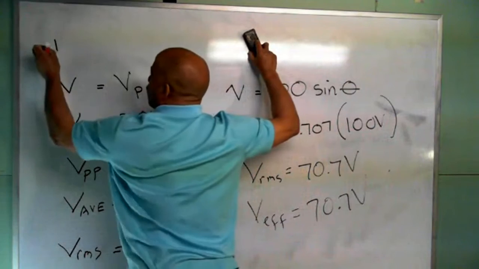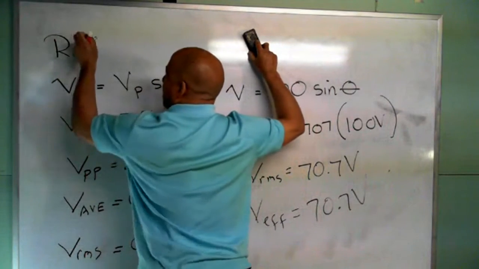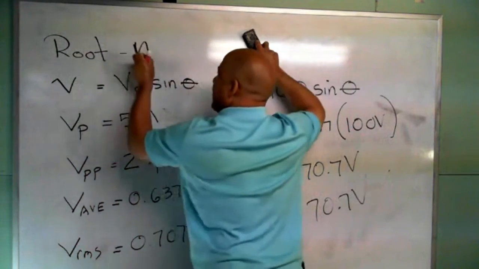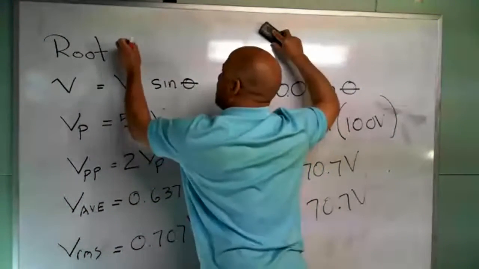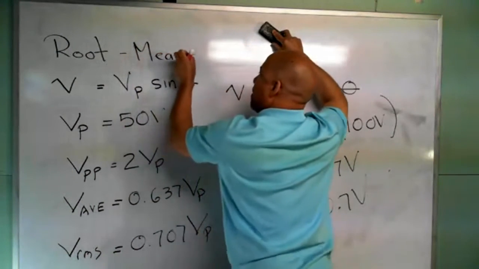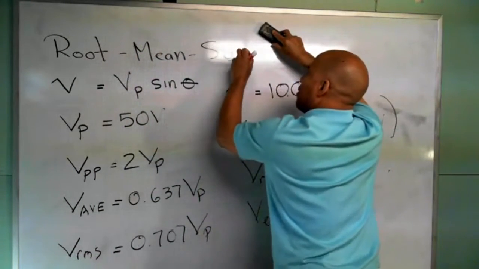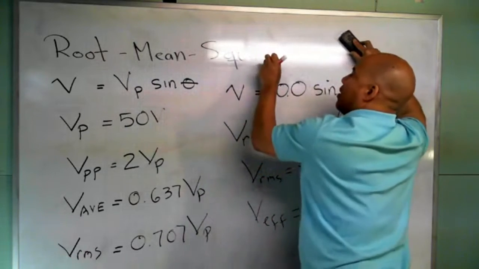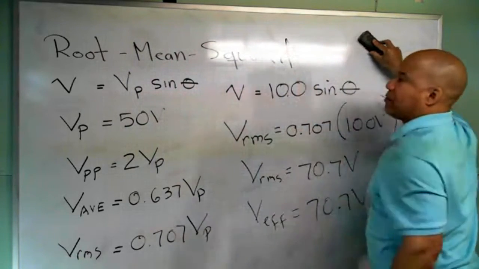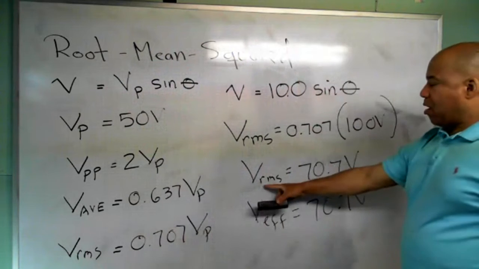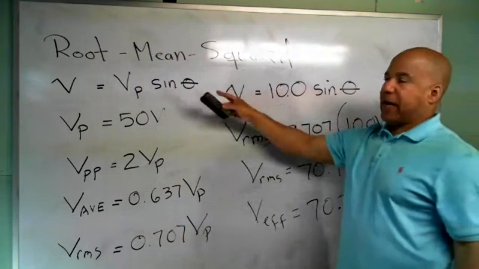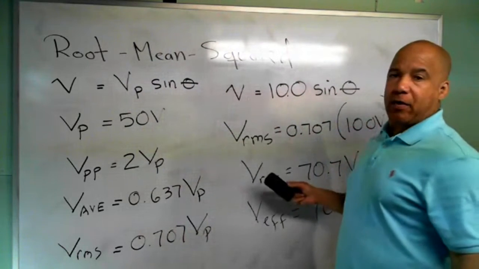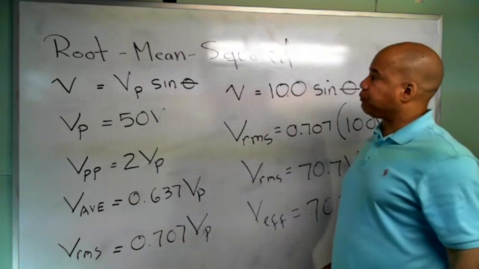It stands for root mean square. It's either square or squared. RMS, root mean square or root mean squared. It's probably the correct way to say it.